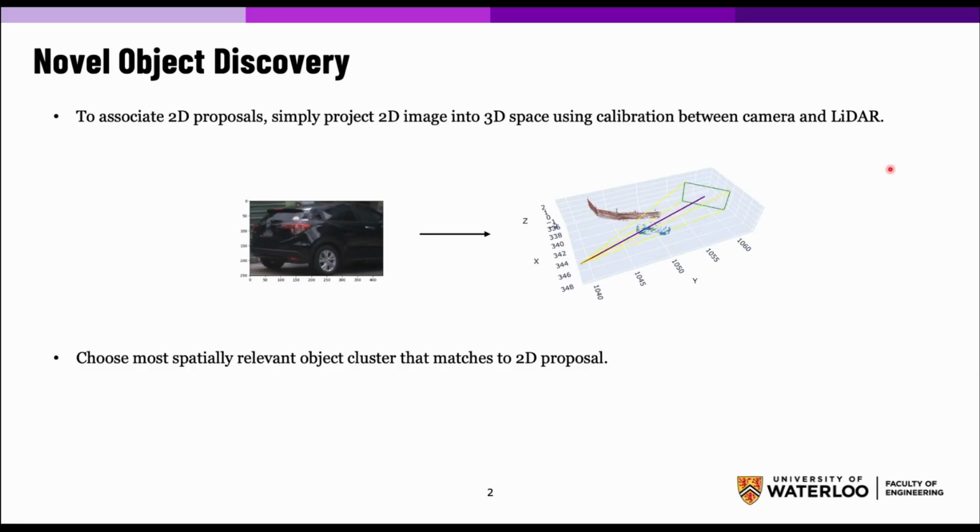So you might be wondering, how do we associate these 2D proposals with their object clusters? Well, the easy way to do it is to take the 2D image and, using the calibration between the two sensors, camera and LiDAR, you just project the 2D image into 3D as a frustum. And what you can do is just choose the most spatially relevant object cluster that matches the proposal. So in this case, we have this SUV, and when we project it into 3D, we see that this object cluster coincides with the center ray. And that's an easy way to tell that it's our object of interest.